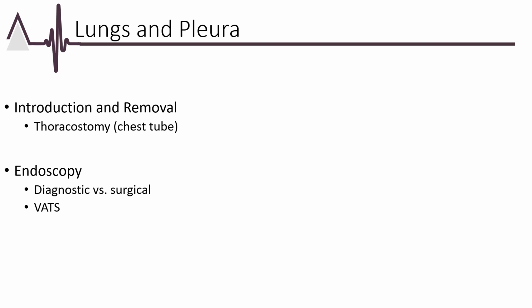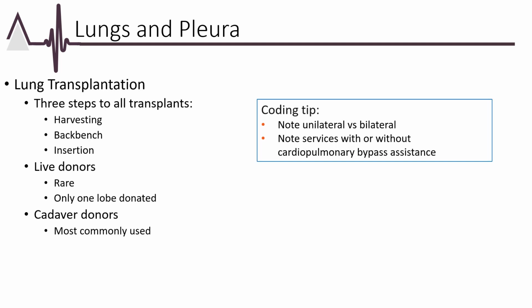Recall that surgical or therapeutic services always include diagnostic services. There are multiple services included in this category. Note that many of these services have similar codes that are open in nature rather than endoscopic. All transplants have three parts to them: harvest, backbench, and insertion. Harvesting includes removal of the lung from a donor and cold preservation of the organ prior to transplant.